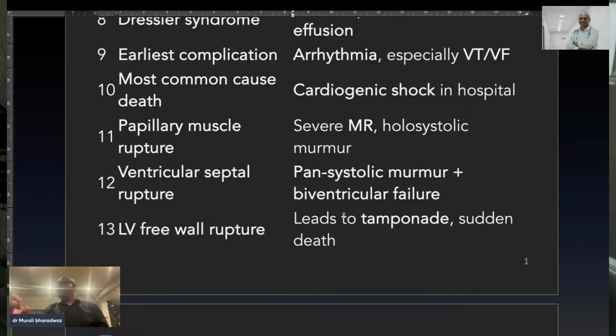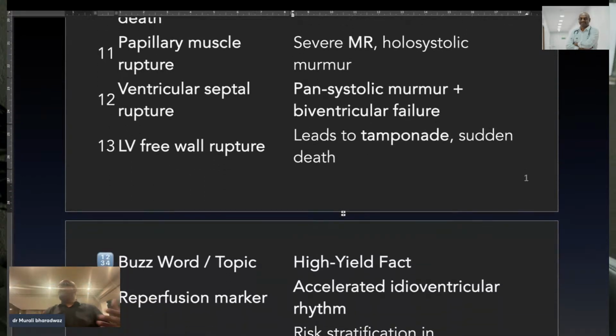If you hear a holosystolic murmur, that is indicative of severe mitral regurgitation, which can occur whenever the papillary muscle rupture is a complication of the acute MI. If there is a pansystolic murmur with a biventricular failure of both the right and left ventricle, it is an indication of ventricular septal rupture, which can occur because of the ischemic necrosis, is what we need to remember. Whenever LV free wall ruptures, it leads to tamponade, sudden cardiac death.